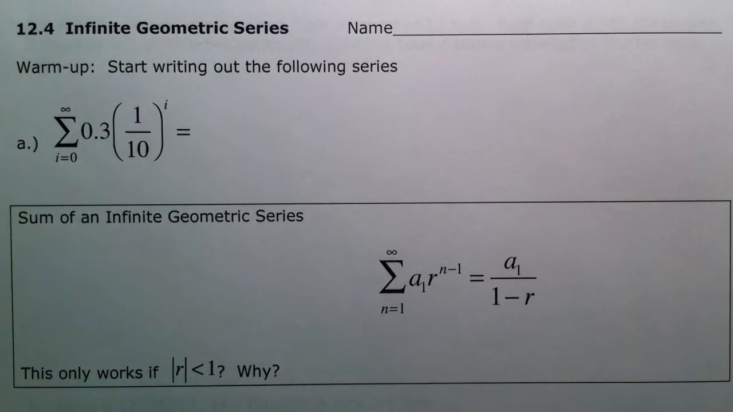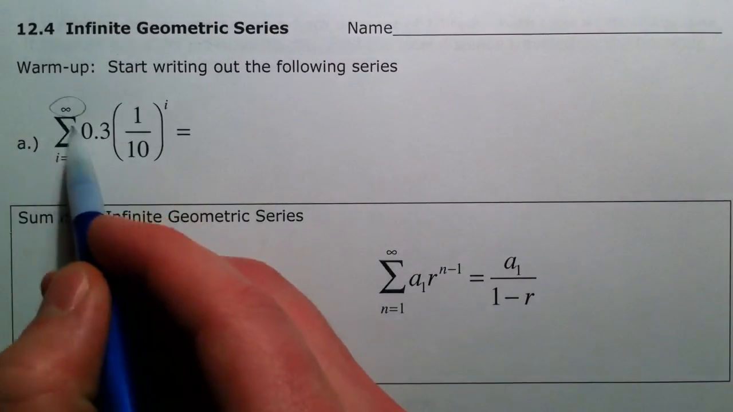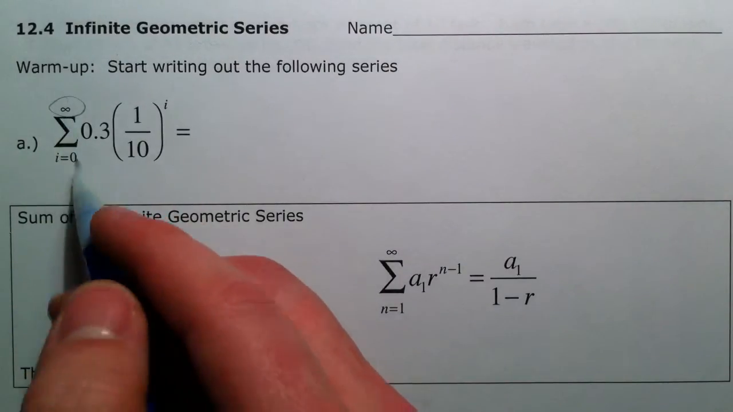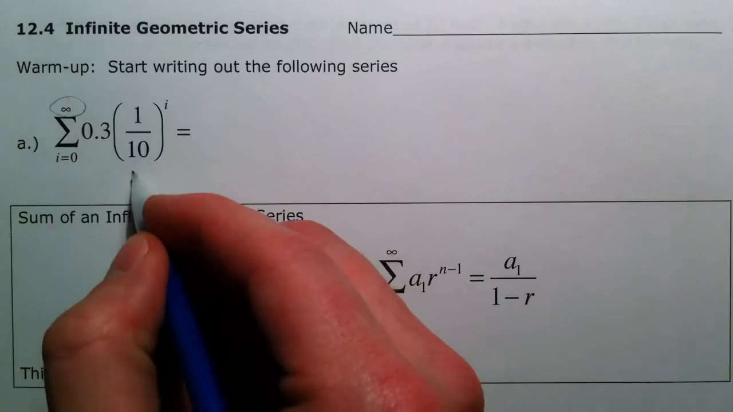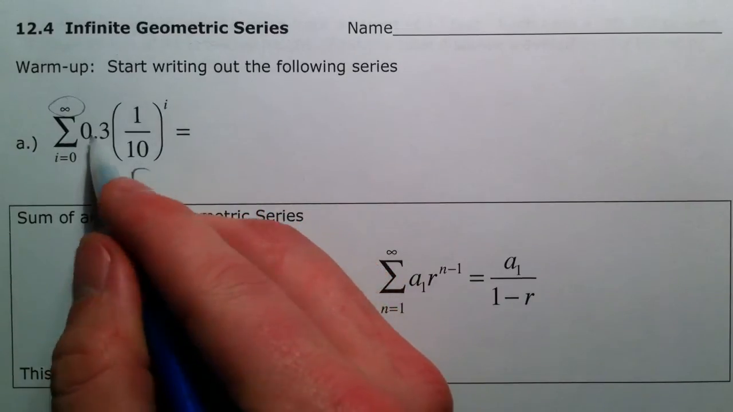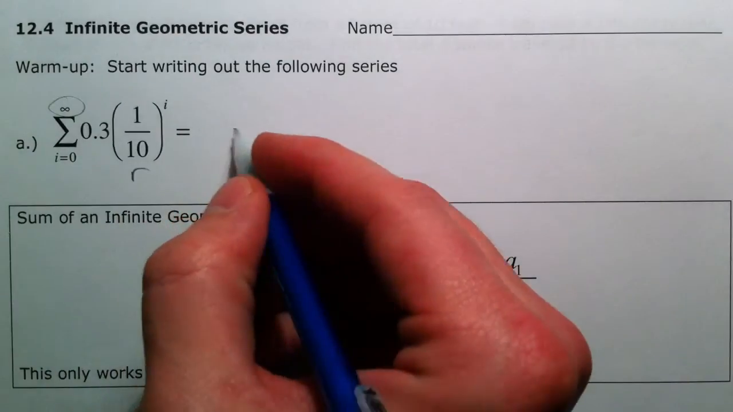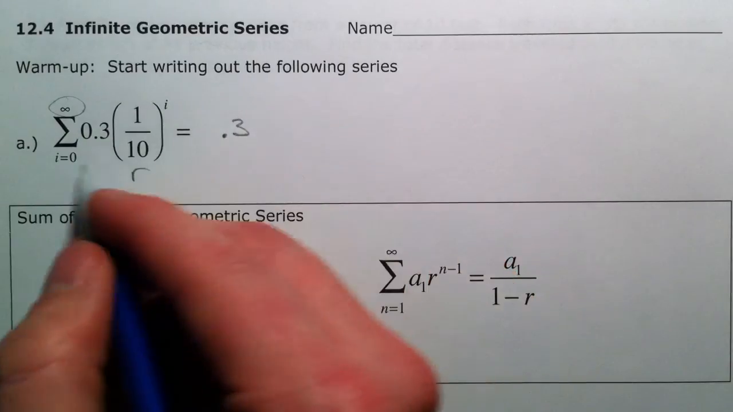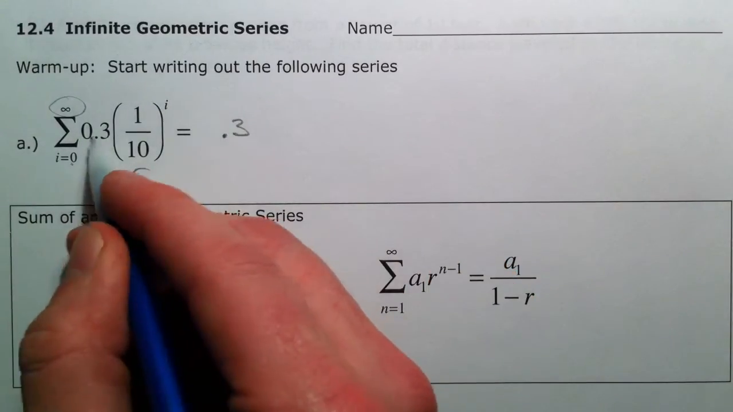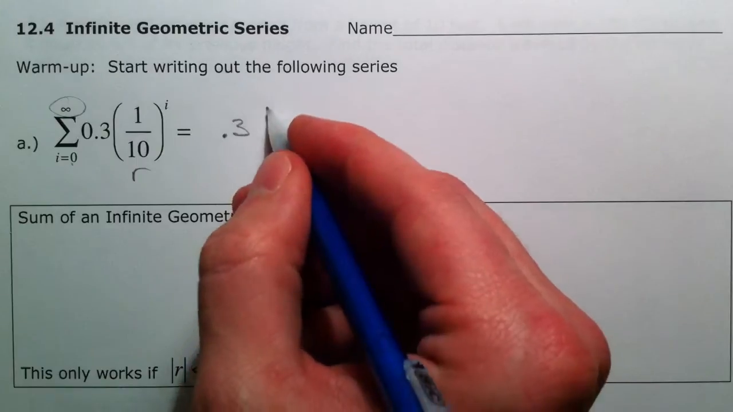Alright, so we're talking about infinite geometric series. Infinite because they're going to go on forever, and geometric because we have a common ratio. I'm going to start off by writing out this series, plugging in, starting at 0 and then just going on up. We're going to plug in 0 for i.